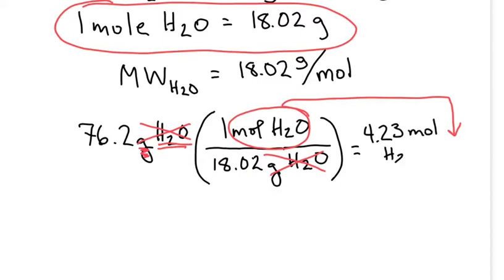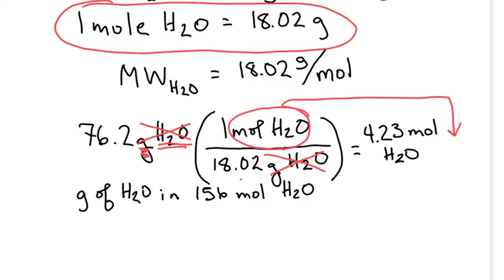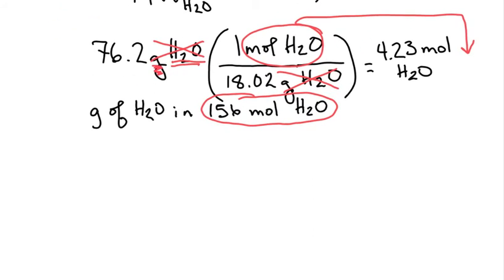We can use this conversion factor to go the other way. If I were to ask you how many grams of water are there in 156 moles of water. Let's say for some reason I was doing a chemical reaction and I knew that I needed 156 moles of water. How would I know what to go into the lab to actually weigh out, something we can actually measure in the lab? Well, 156 moles of water go on the outside.